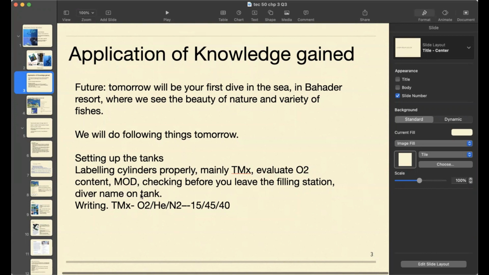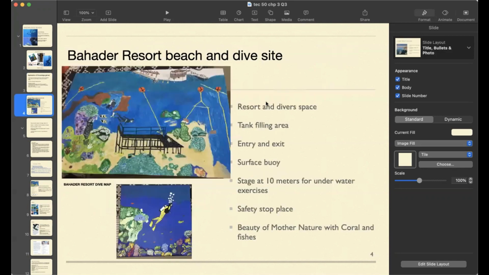The diver name should be on the tank. The writing should be TMX, followed by oxygen percentage, then helium percentage. Nitrogen is not mandatory, but you need to write it like 15, 45, and then 40. This should be there before you leave the filling station. Plus, once you come to the dive site, you need to reassess again. It's also mandatory that you label again as per the assessment you've done before the dive.